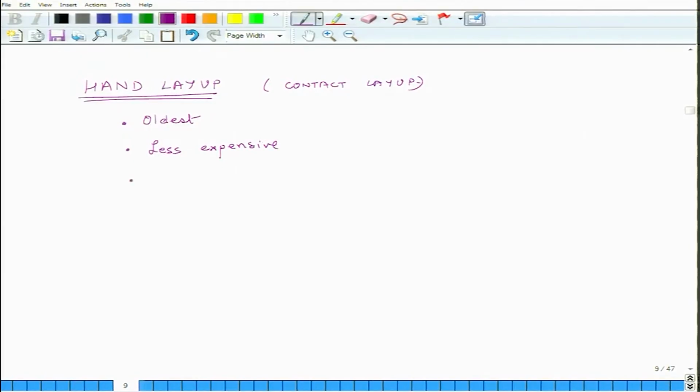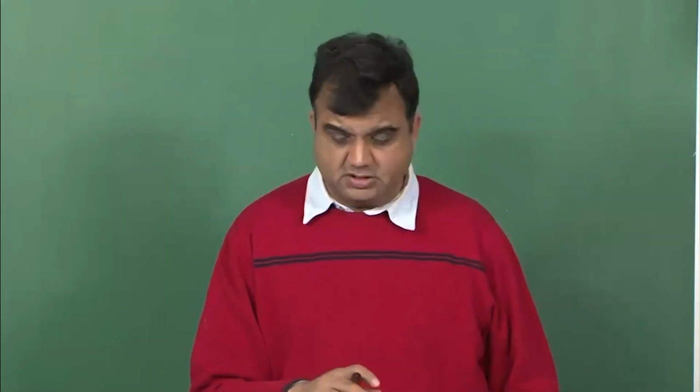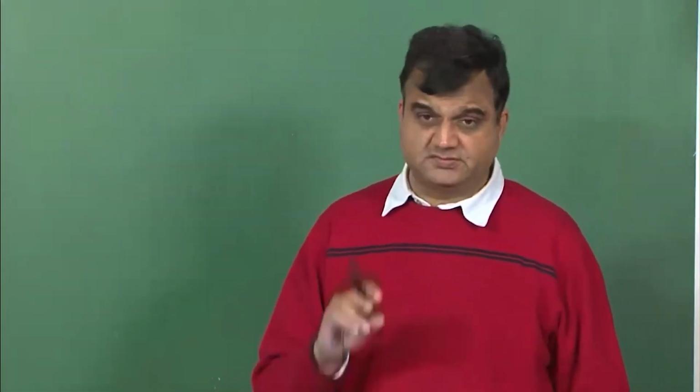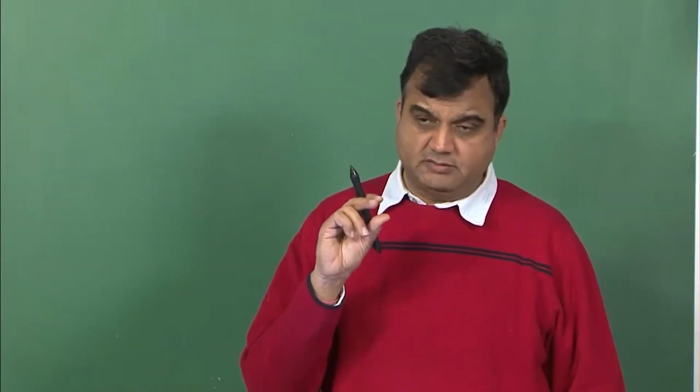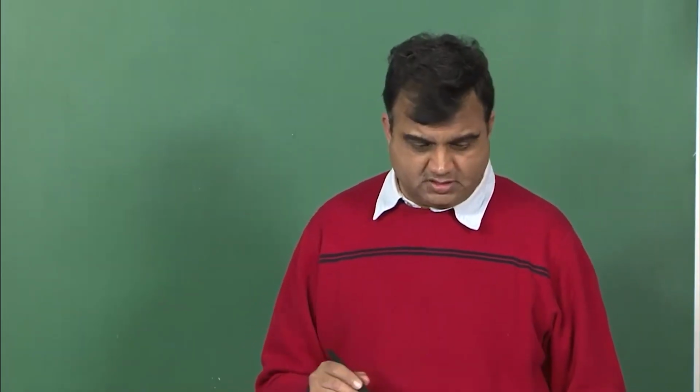And when do you use it? You use this process when you have to make a small number of parts. So, for instance, if you have to produce 5 shapes of the same type, 5 parts of the same shape, you may use this process. But if you have to produce 50,000 parts of the same shape, then this can become very expensive. So, if the volume is less, then this is appropriate.